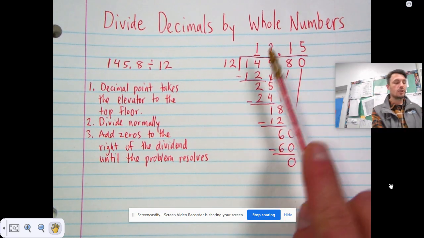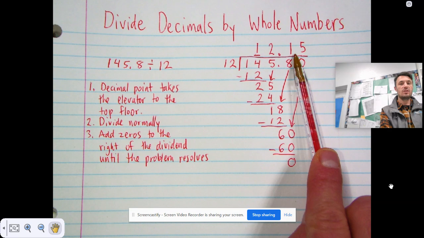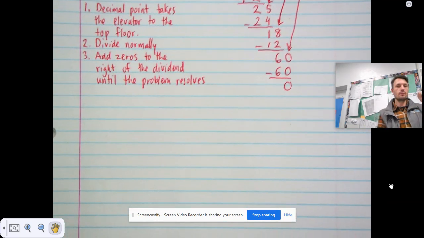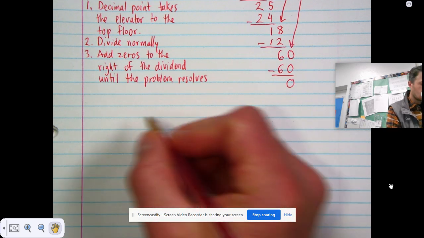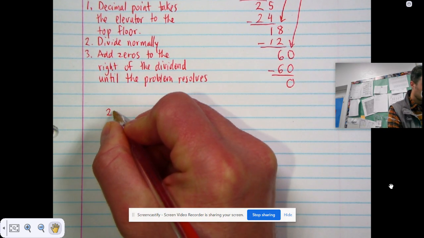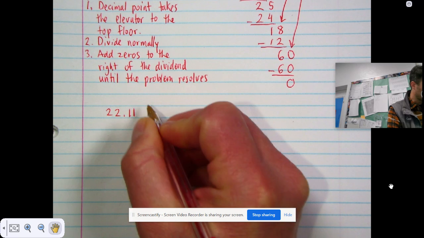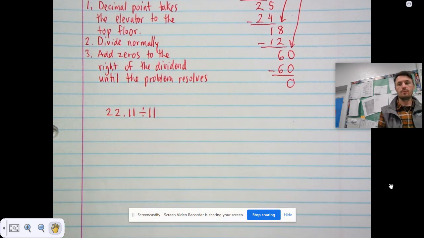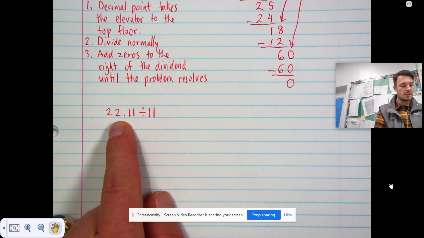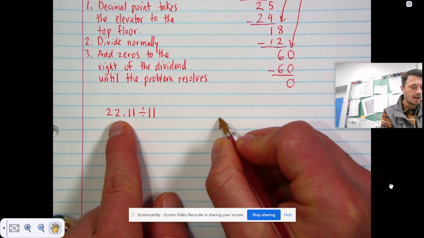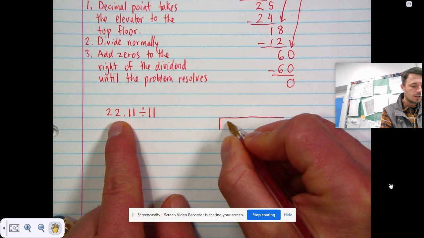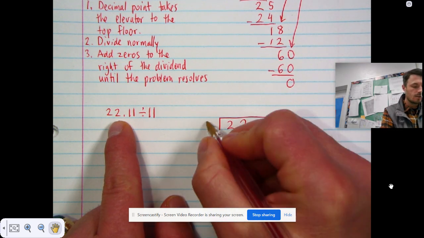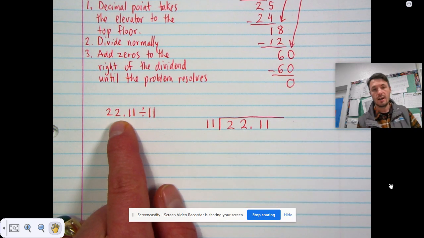So again, the answer is 12 and 15 hundredths. Let's do another example. Let's say we had 22 and 11 hundredths divided by 11. The decimal number is the dividend. So we build our long division house. The dividend goes inside the house. The divisor goes outside the house.